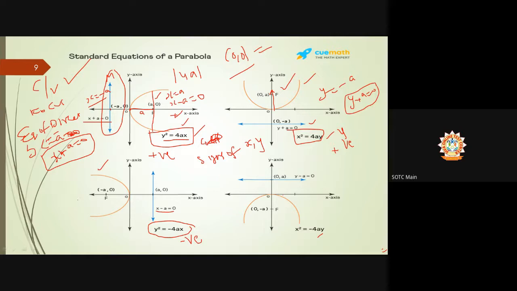Next, see the equation of latus rectum. The latus rectum is always at the focus point. Here it is x is equal to a, then the equation of this latus rectum will become x minus a is equal to 0, right? Next, the length of this latus rectum is always mod 4a. These are the main things that you need to remember, right?